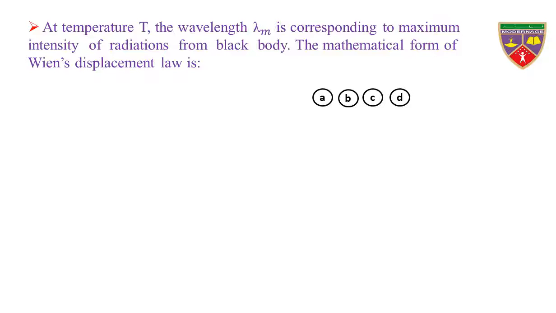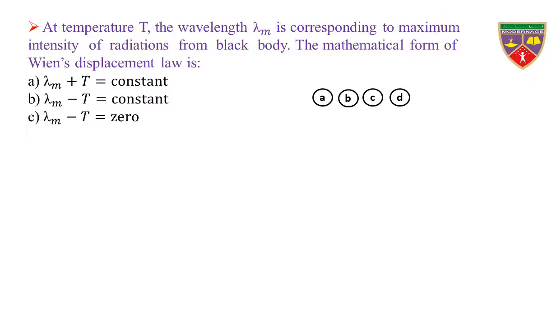At temperature T, the wavelength lambda m corresponds to maximum intensity of radiation from a black body. The mathematical form of Wien's displacement law is: A, lambda m plus T is equal to constant; B, lambda m minus T is equal to constant; C, lambda m minus T is equal to 0; or option D, lambda m into T is equal to constant. The key is lambda m into T is equal to constant. Therefore, the correct option is D.